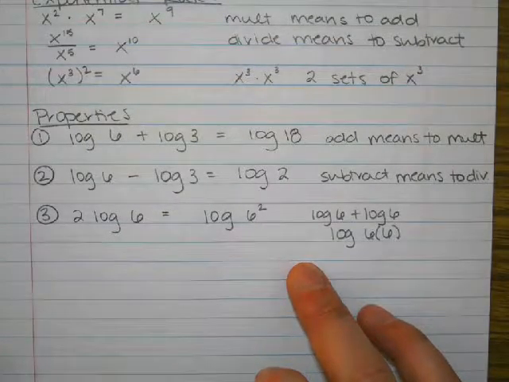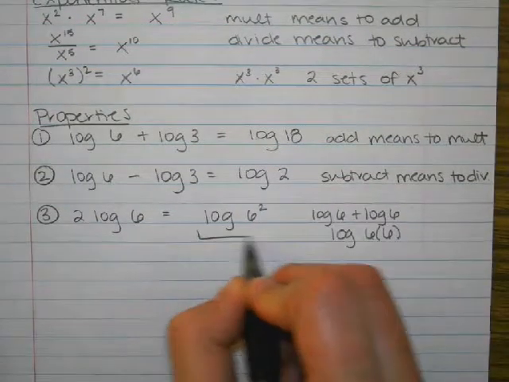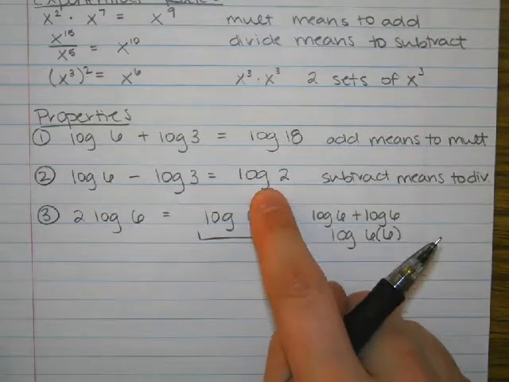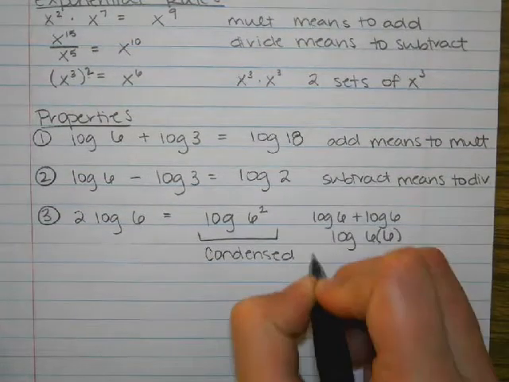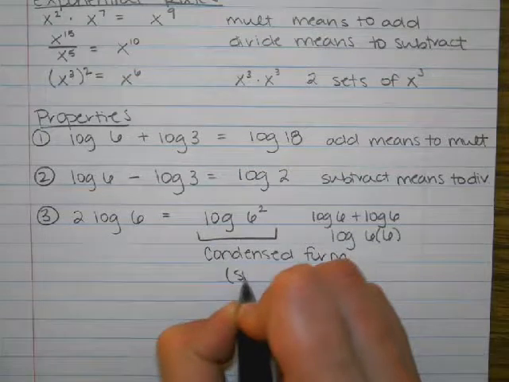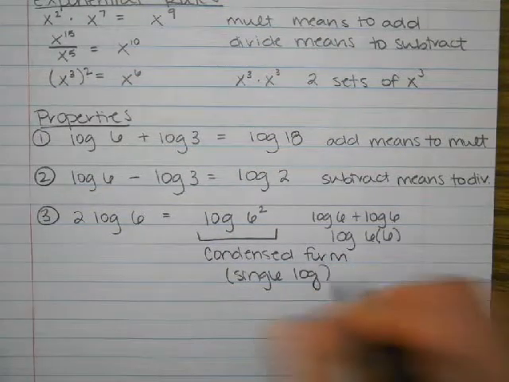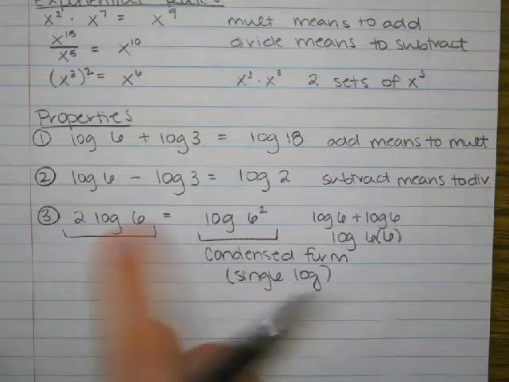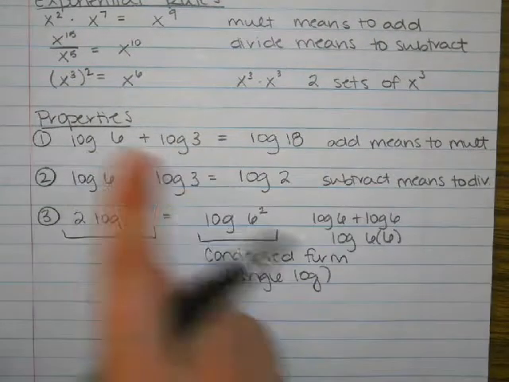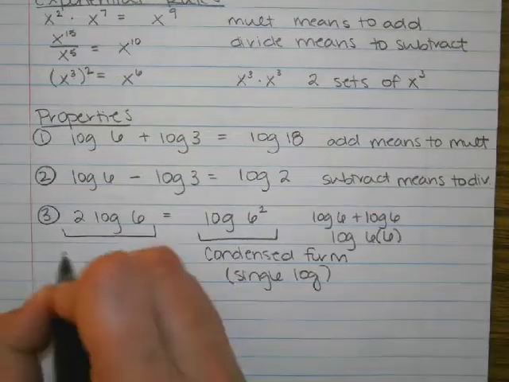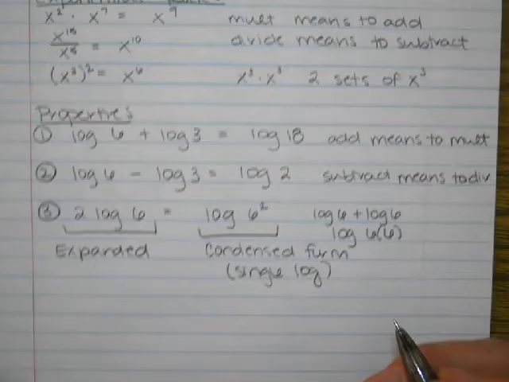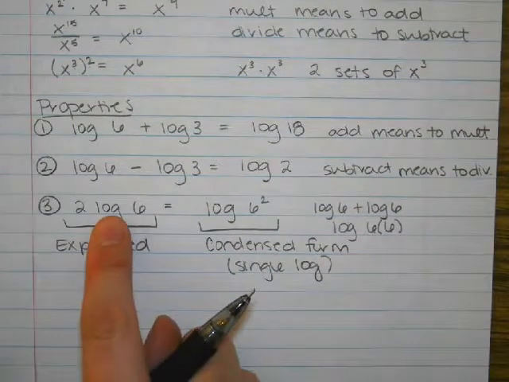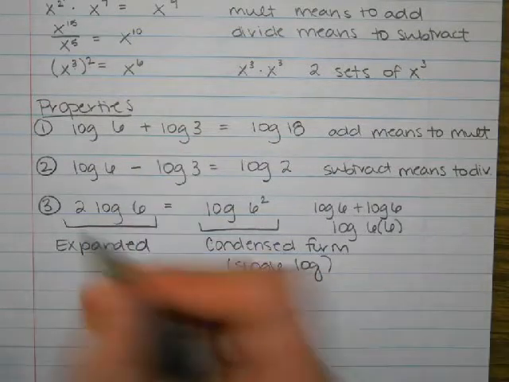So we have 2 different forms of the properties that show up. One is the condensed form. These right here, the log of 6 squared, log 2, log 18, are all considered to be the condensed form, and that's going to be a single logarithm. And then over here, the 2 log 6, the log 6 minus log 3, the log 6 plus log 3, is going to be the expanded form. And that's going to typically be multiple logarithms. Not always, like this one you can see is just one, but oftentimes it's going to be multiple logs.